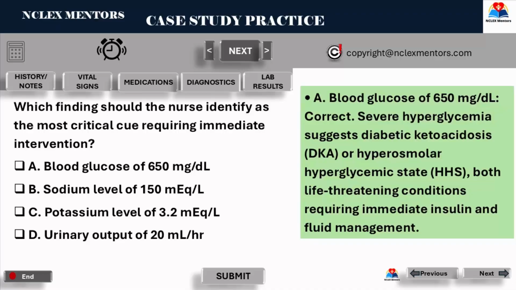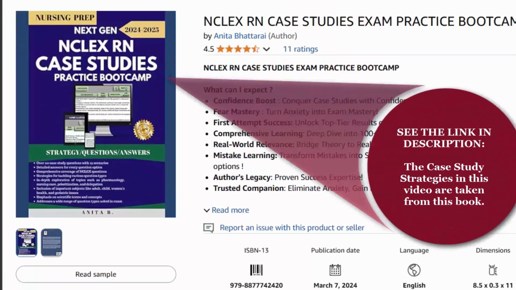Correct answer: A. Blood glucose of 650 milligrams. Why? This isn't just high, it's dangerously high. We're talking HHS levels here, which can lead to coma and death if not treated fast. The other values matter, but we treat the glucose crisis first. Insulin and fluids equals life-saving.